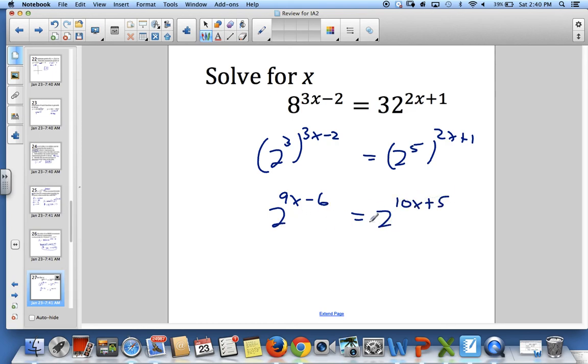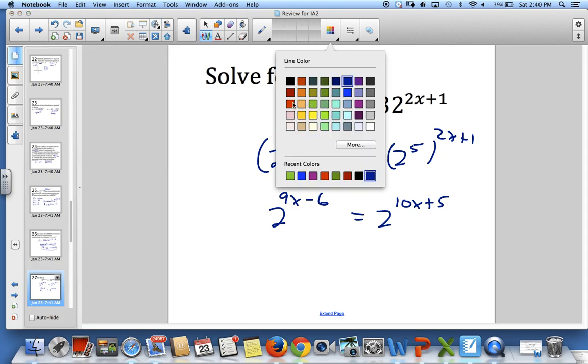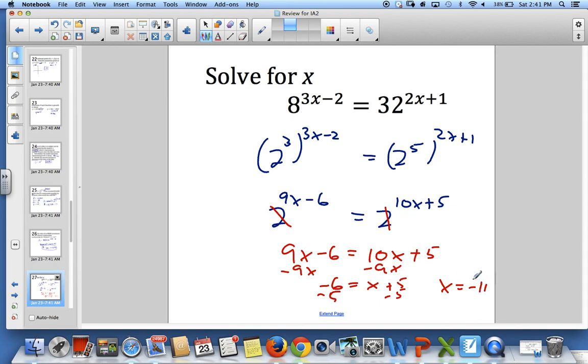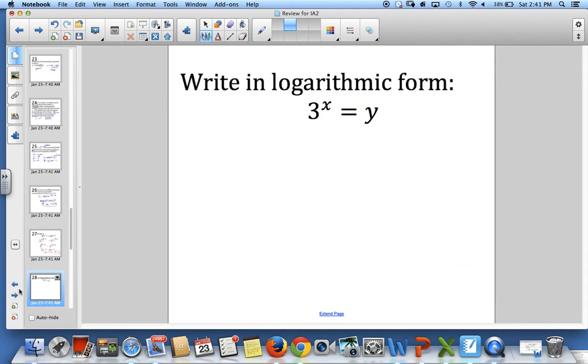And now since the bases are the same, I can essentially cross off these bases because the exponents have to be the same. So 9x minus 6 has to equal 10x plus 5. Now to solve this, I'm going to subtract 9x from both sides. And I got negative 6 equals x plus 5. Subtract 5, x equals negative 11, and that would be my answer to that problem. Okay, I know I'm kind of quick, but I'm moving through.